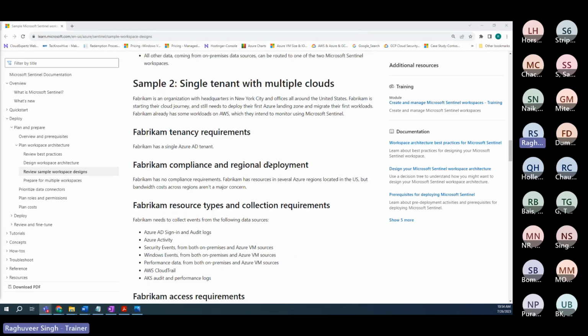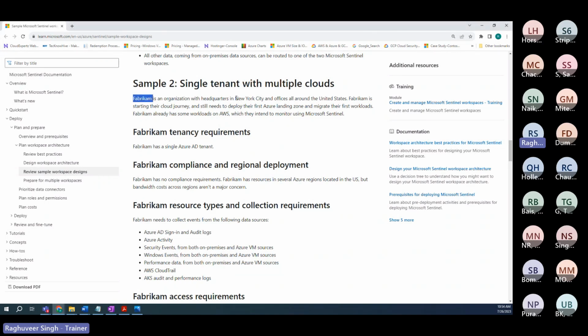Now, the other is single tenant. I have a single Azure AD tenant, but there are multiple clouds. When I say multiple clouds, they have AWS, they have GCP also, and they have an on-premises private cloud also, let's say. So let's understand. The name of the company is Fabrikam. This is also used by Microsoft.